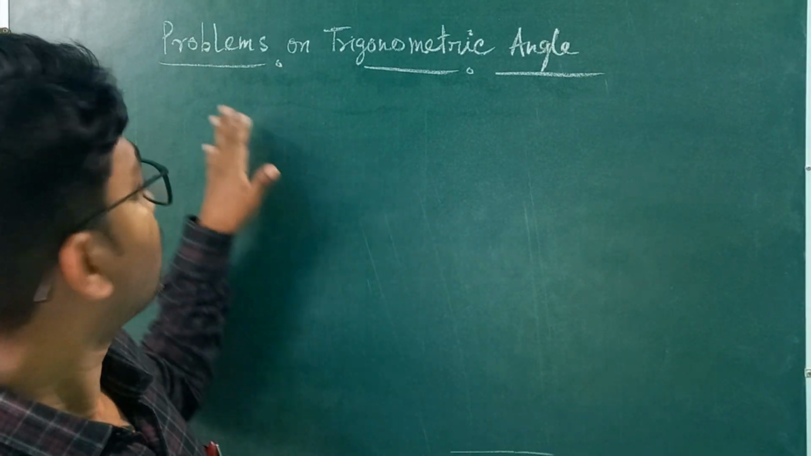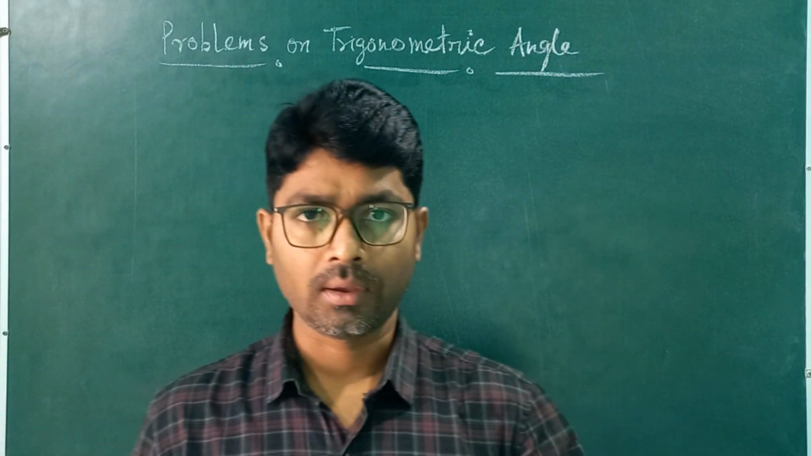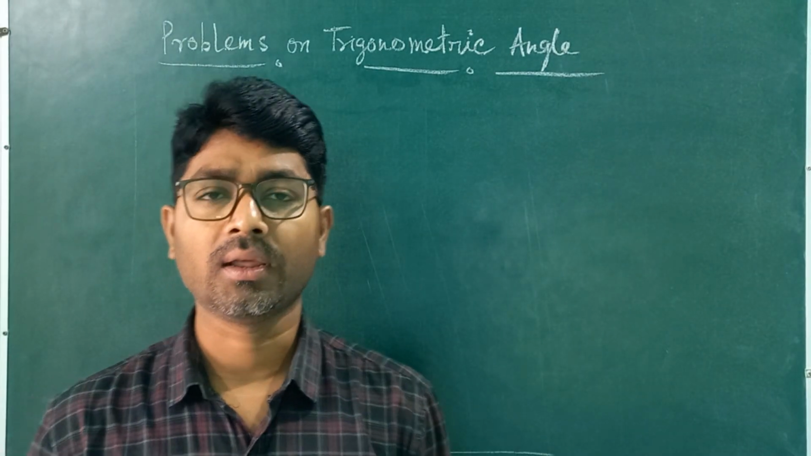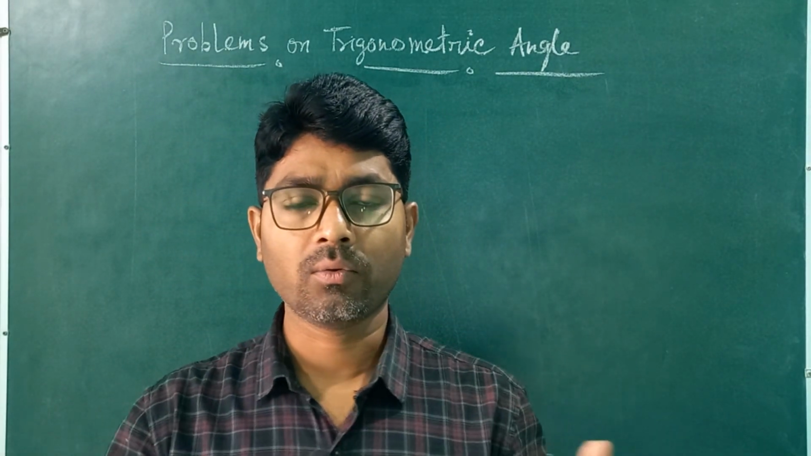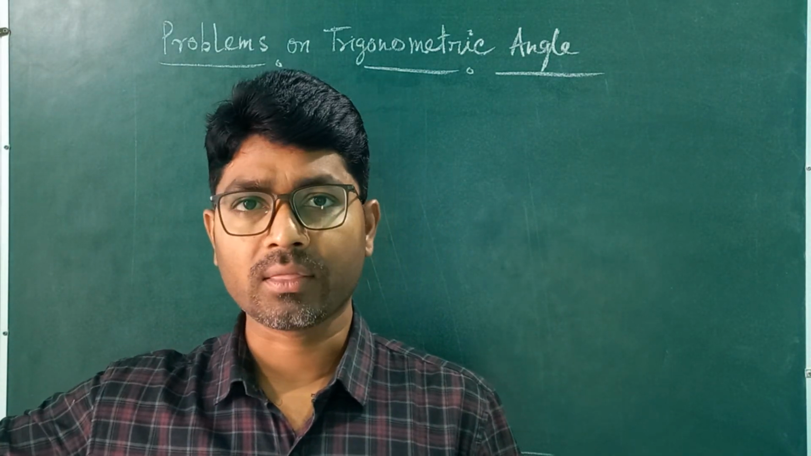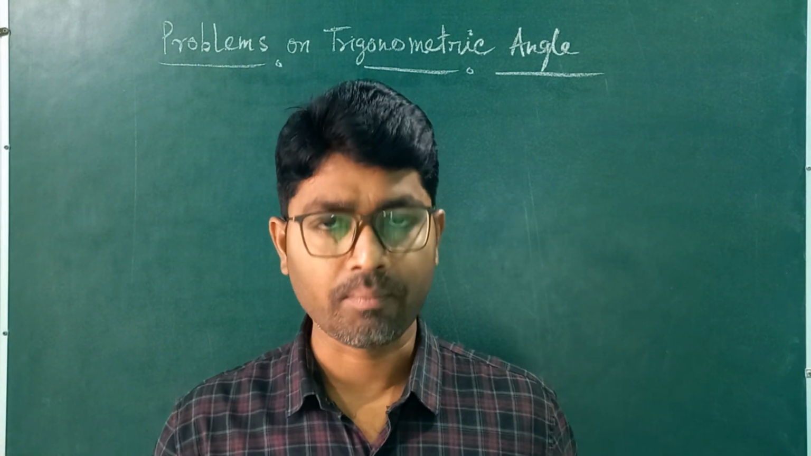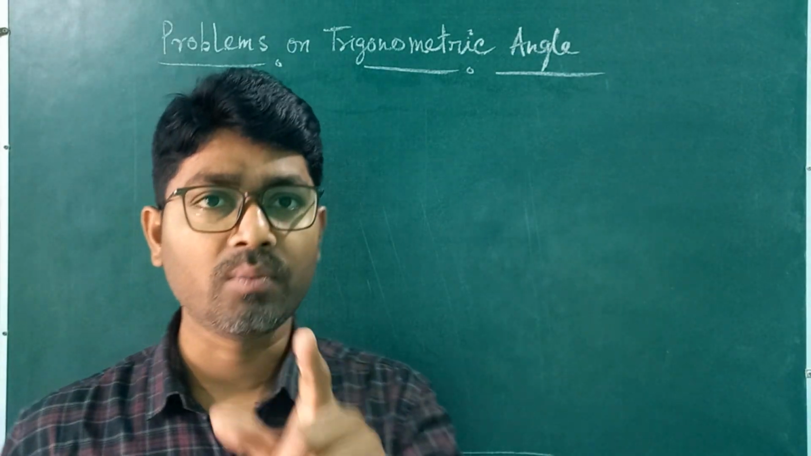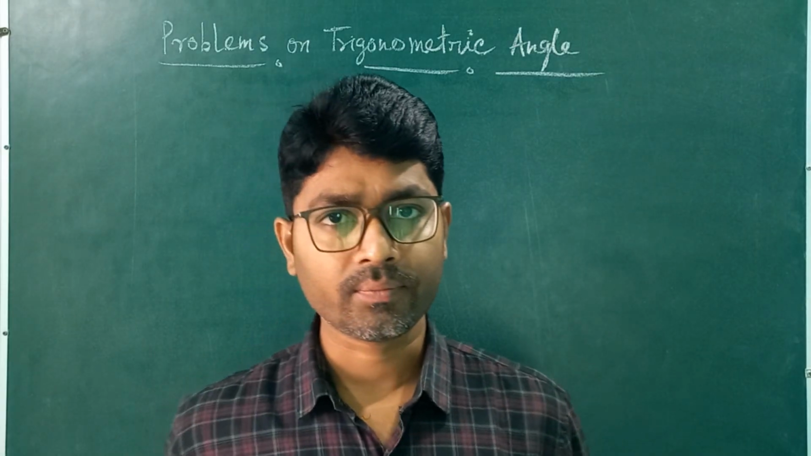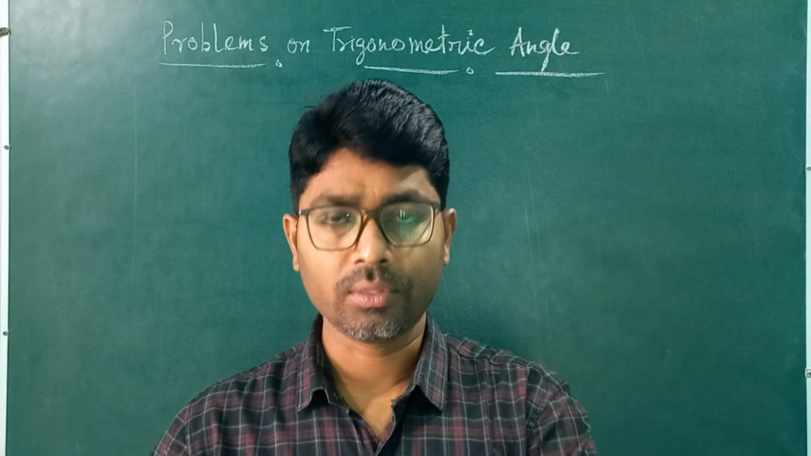Today we are going to solve some problems on trigonometric angle. In my previous video we have learned about the trigonometric angle, that is what is positive angle, what is negative angle, the range of the angle, that is angle can tend to plus infinity to minus infinity, trigonometric ratio and their basic relations, and lastly most important part, how to calculate the values of trigonometric ratio in any angle. So today we will do some important problems on this concept.